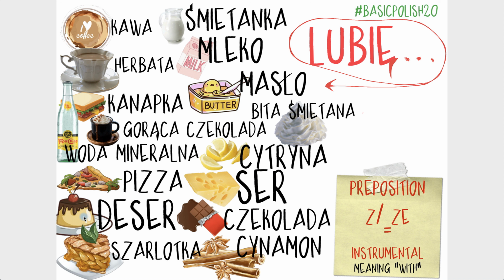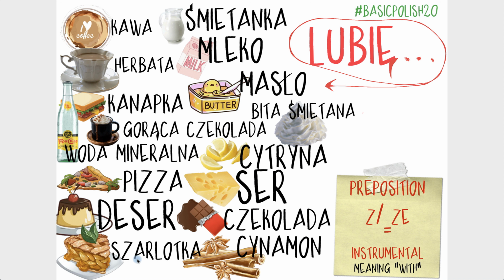Deser is a word for dessert. Deser with chocolate, so dessert with chocolate, z czekoladą. Czekoladą. And surprise, surprise, ch is also unvoiced, so z becomes s. Z czekoladą. Deser z czekoladą.